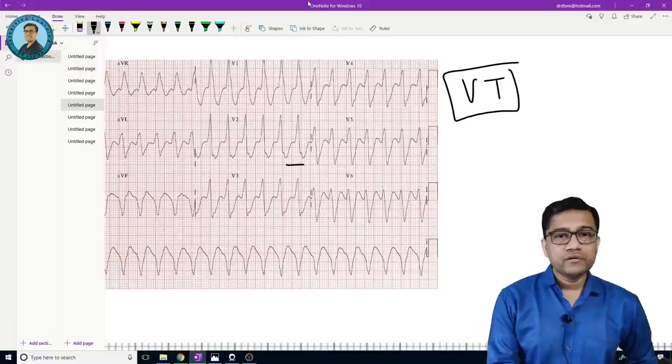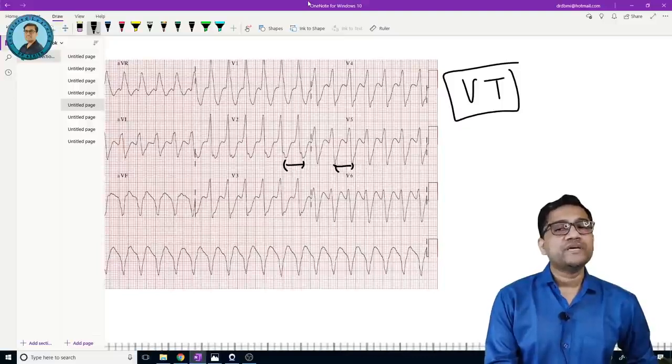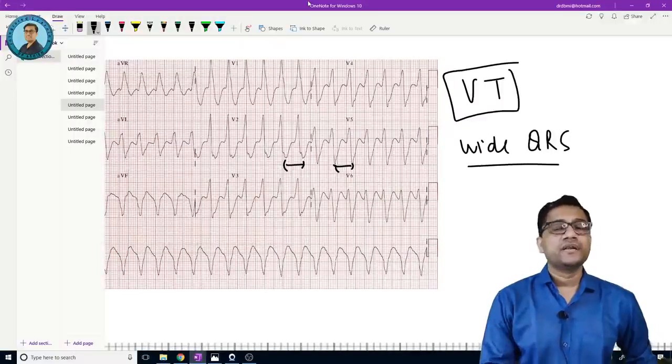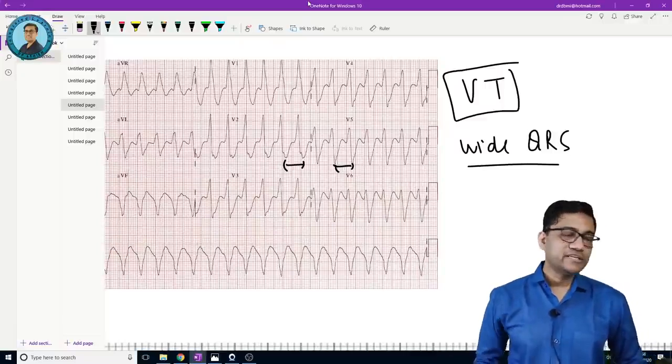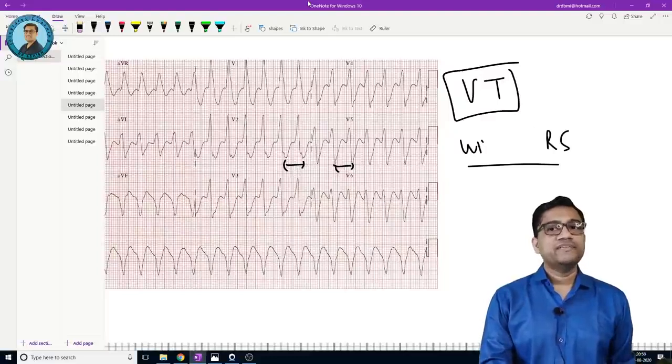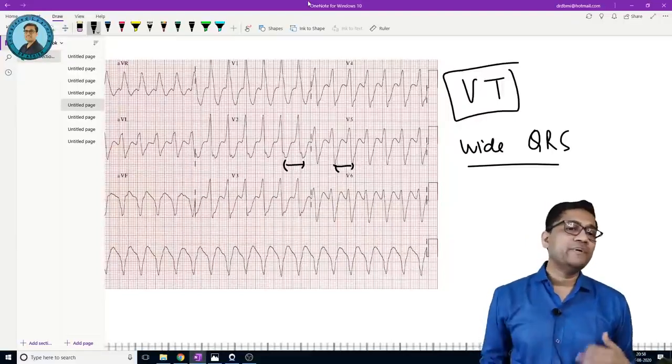Can you see it's broad? How many boxes? 1, 2, almost 10. So it's a wide QRS complex. Clear? So it's not SVT, it is VT. Are you clear? Fine? It is VT. Okay, see, we are learning the easy way. We are not learning the exact details because there are multiple types in this also.